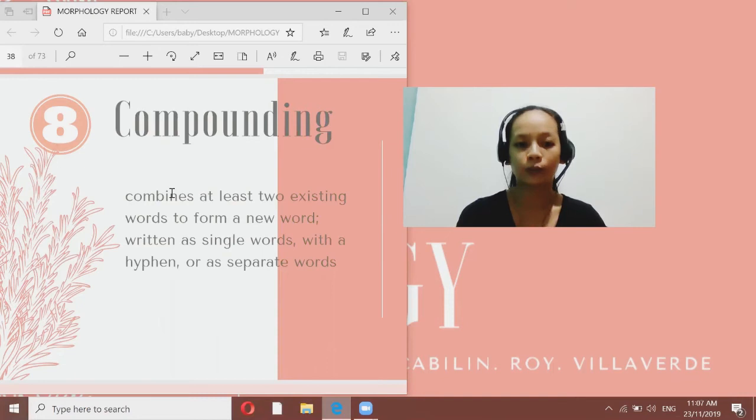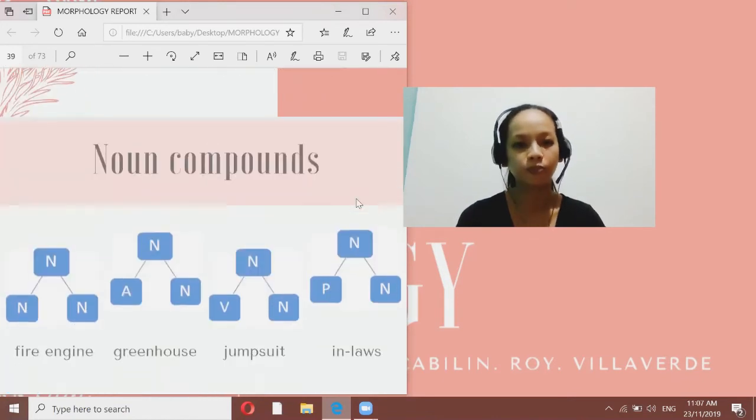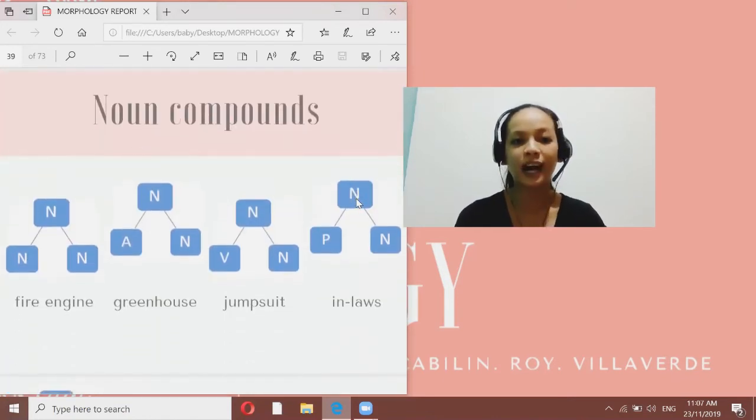written as single words, with a hyphen, or as separate words. And when we compound words, we can actually form nouns, verbs, or adjectives. The first one is the noun compounds. Simply put, we can form nouns by adding a noun and a noun together, or by putting an adjective and a noun, a verb followed by a noun, and a preposition and noun.